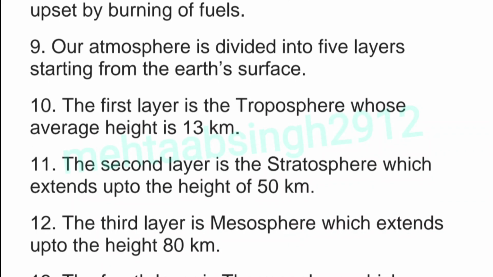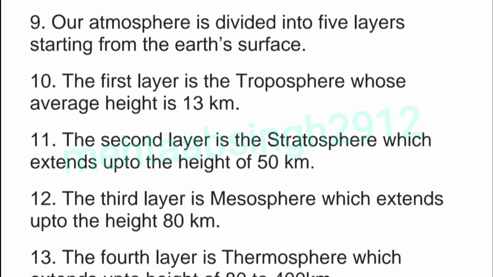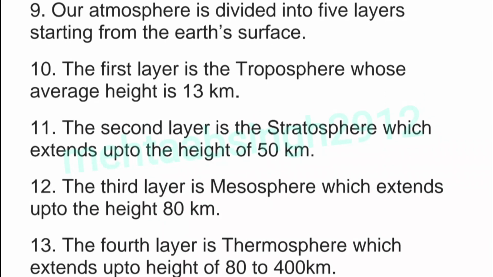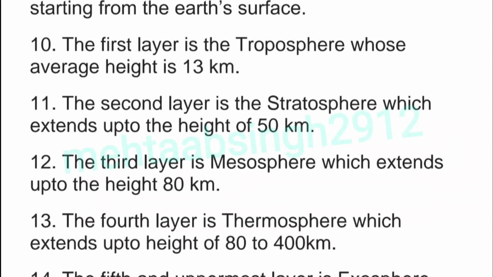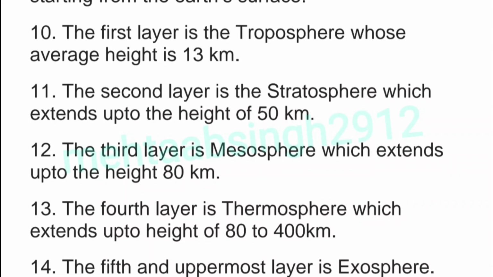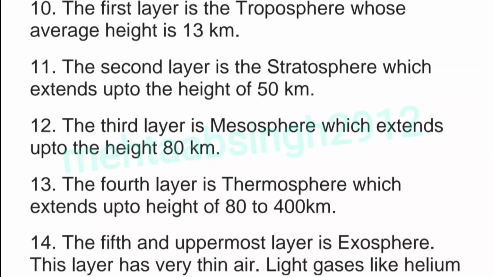Ninth, our atmosphere is divided into 5 layers starting from the Earth's surface. Tenth, the first layer is the troposphere, whose average height is 13 km. Eleventh, the second layer is the stratosphere, which extends up to the height of 50 km.